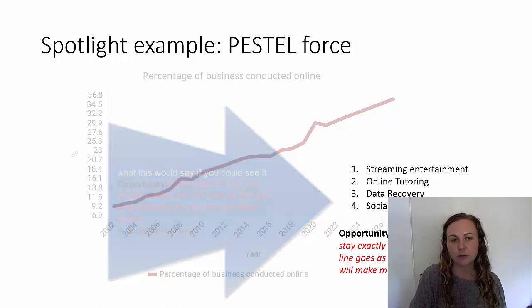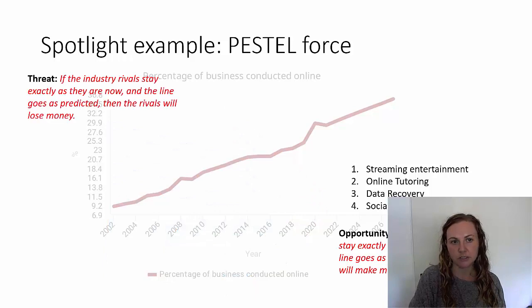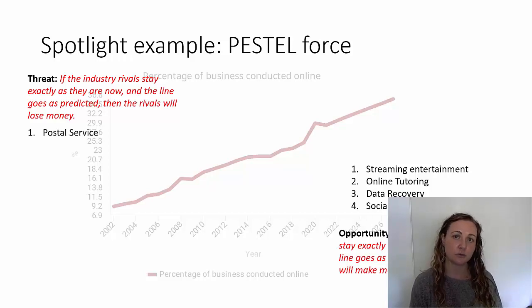That line will also represent a threat to some industries, because a threat means if the industry rivals stay exactly the way they are now, and the line continues to go in the direction that is predicted, in this case up and to the right, then the rivals will lose money. So an example of that would be the Postal Service, right? The more business we conduct online, the less business we do through the mail.